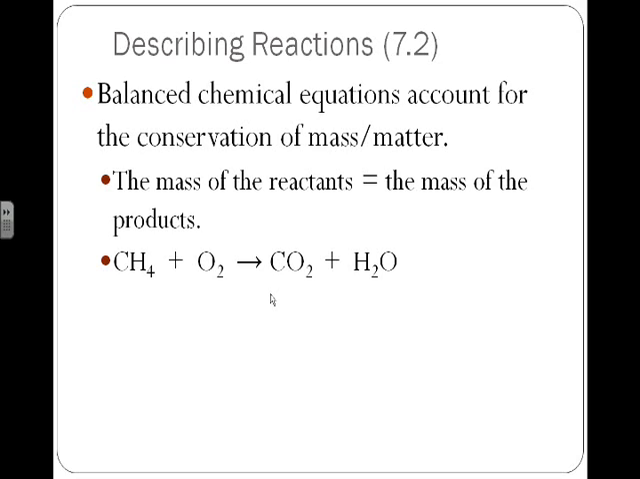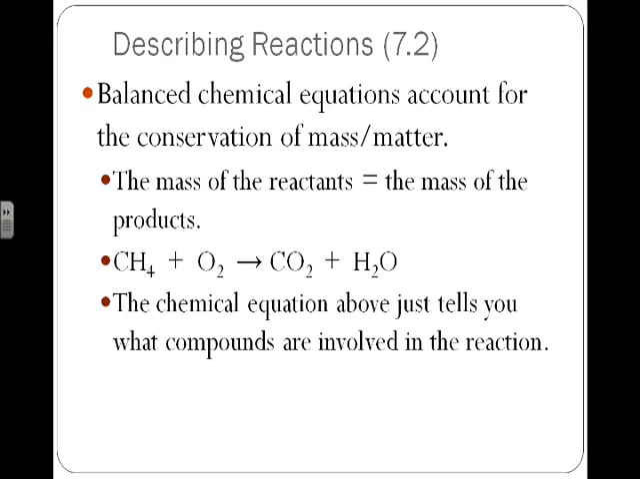So this is an unbalanced equation. We have 1 carbon here and 1 carbon here, so that's balanced. But we have 4 hydrogen on the reactant side and only 2 on the products. That shows me it's not a balanced reaction. We also have 2 oxygen on the reactant side and 3 oxygen on the product side, because we have 2 plus 1. So this is an unbalanced chemical equation, and we have to learn how to balance them so we can account for the conservation of mass and matter.